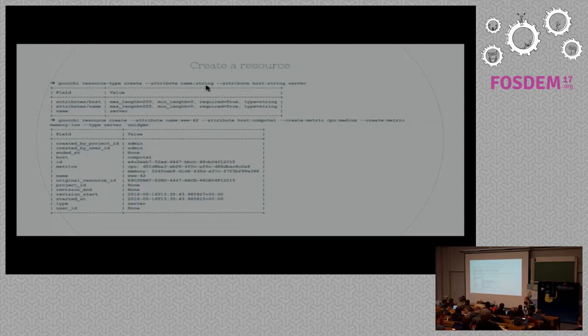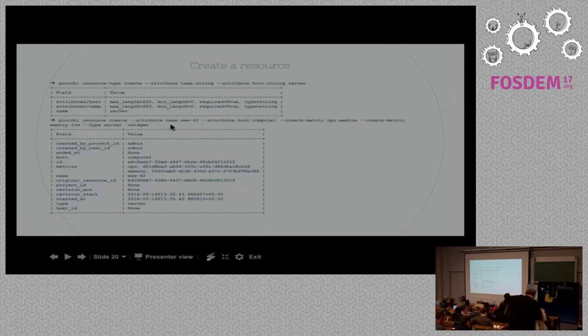Here I create a server resource with 2 attributes, a name, which is a string, and a host, which is a string too. I'm going to create here a resource whose name is ww42. The host it's hosted on is compute1, and 2 metrics, CPU and memory. The type is a server, which is the type I created here.